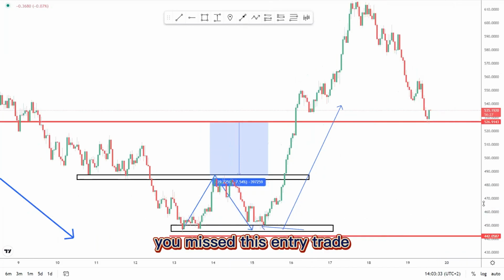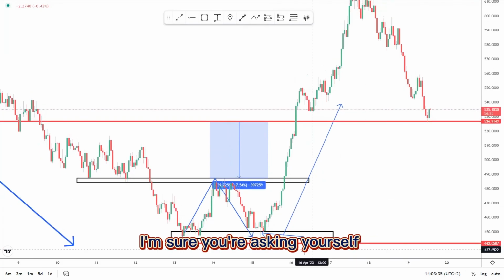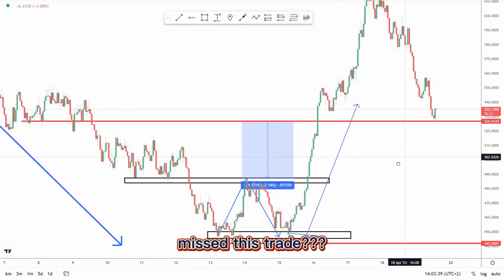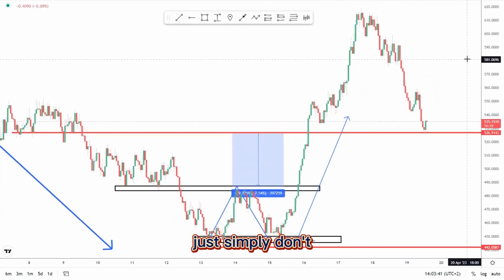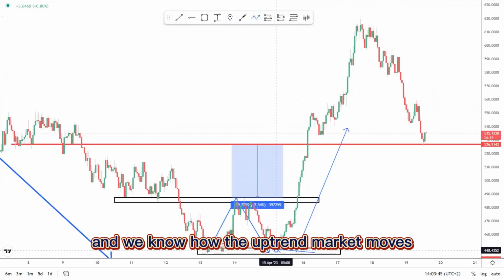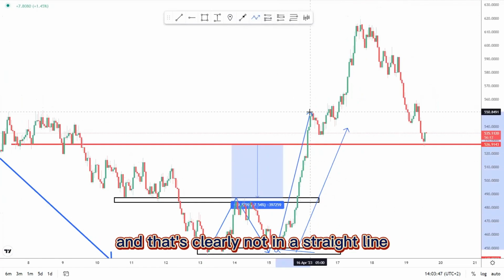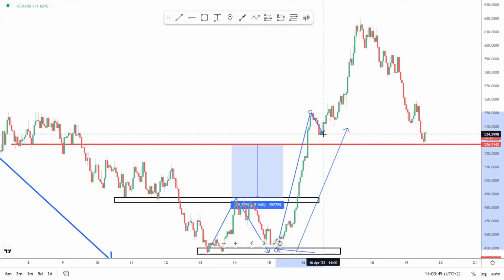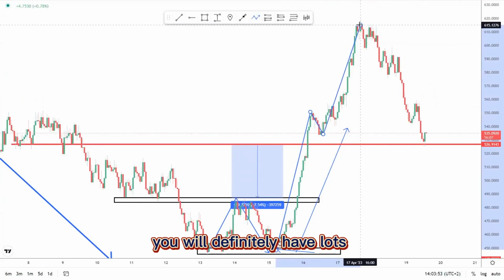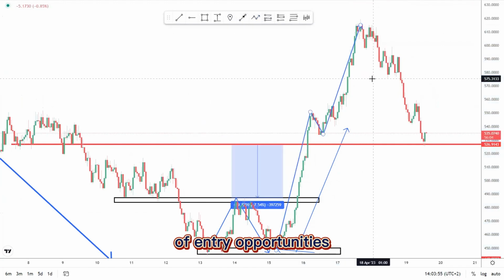So what if you missed this entry trade? I'm sure you're asking yourself that question right now. Should you panic now that you missed this trade? Well, don't. Just simply don't, because this is an uptrend market now, and we know how the uptrend market moves, and that's clearly not in a straight line. As you can see the formation of higher highs and higher lows, you will definitely have lots of entry opportunities.